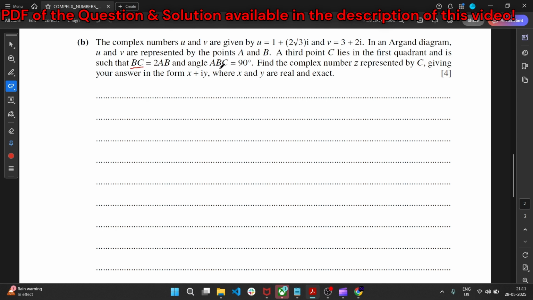And now the angle between AB and BC is also given to us as 90 degrees. So it's pretty clear to us that C is in the first quadrant, and BA and BC make 90 degrees, which means they are perpendicular to each other. Now we are supposed to find the complex number Z, which is represented by the point C, giving our final answer in the format x plus iy, where x and y both must be real and exact.